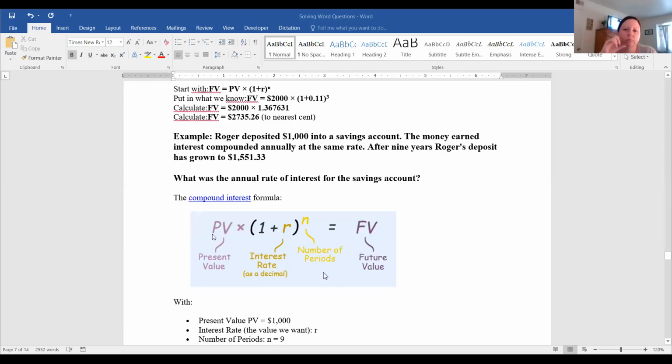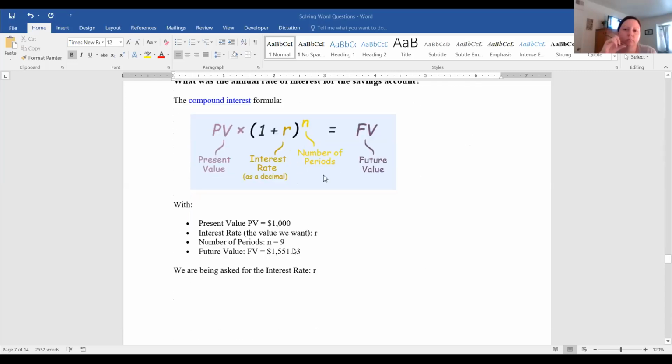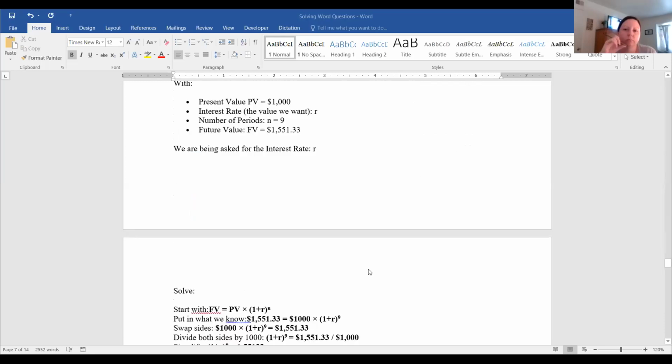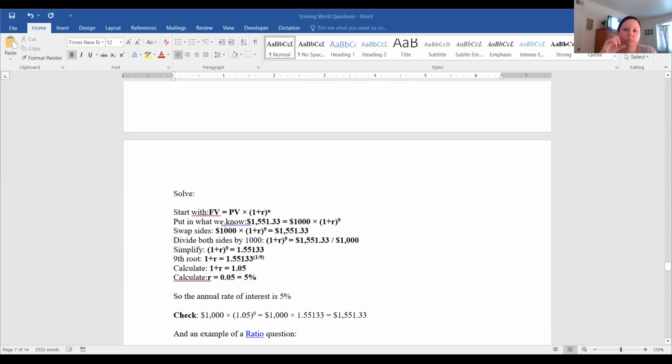Well, again, we use the same formula: present value times 1 plus the interest rate, raised to the number of periods, is our future value. In this case, we know the future value and present value, and we know N, it's 9 years. What we're trying to calculate is R. So we want R, N is 9, and we have the present and future values. So we set up some formulas.